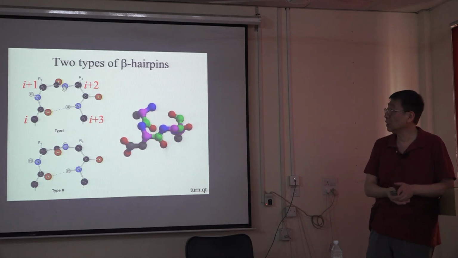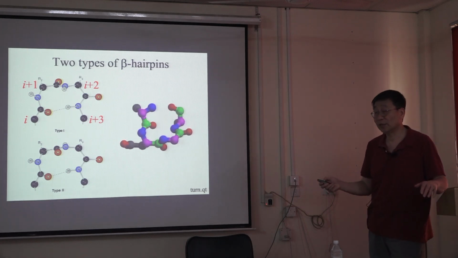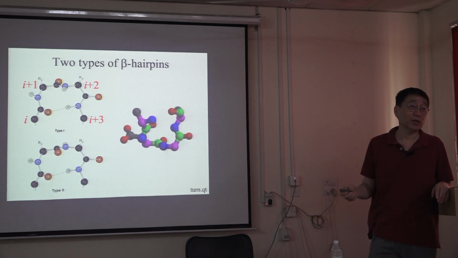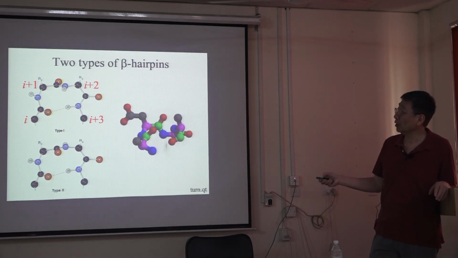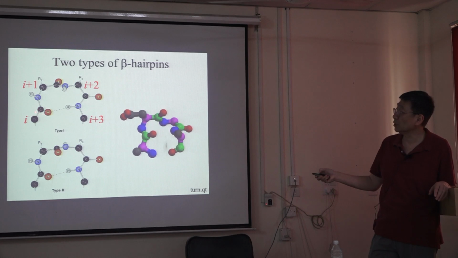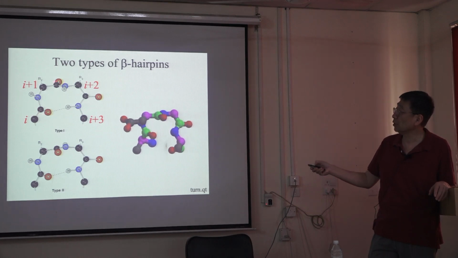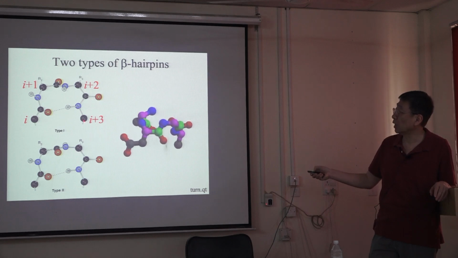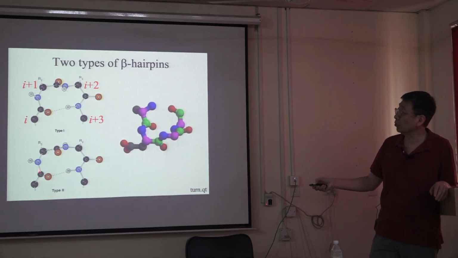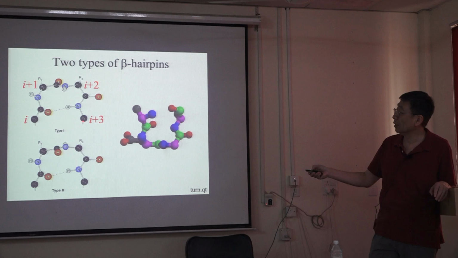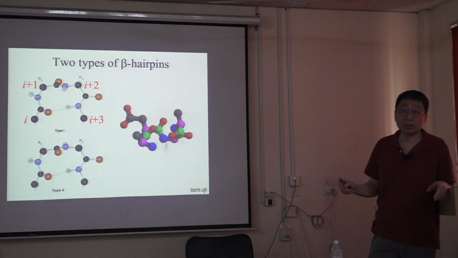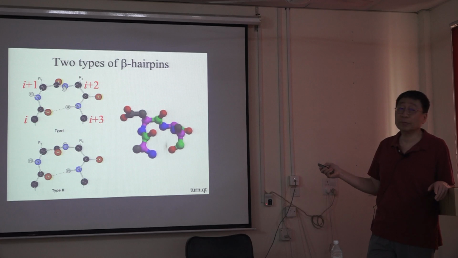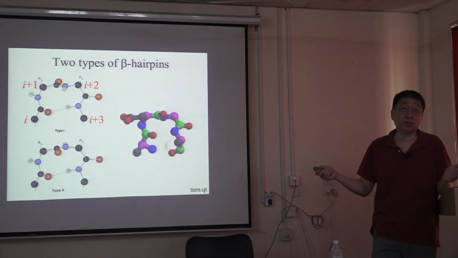You have to change direction. The fastest way of changing direction is over 4 residues. So here is residue i, then residue i+1, i+2, and i+3. Here the chain is going up, and then 4 residues later, it's going down already. It changes direction. That's called a beta hairpin or beta reverse turn, depending on which book you read.